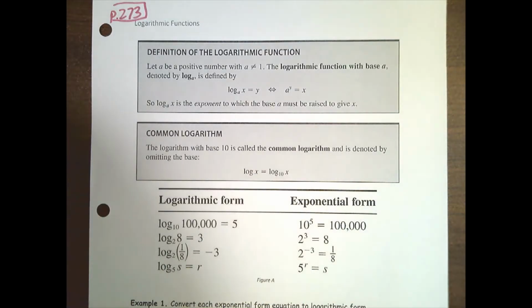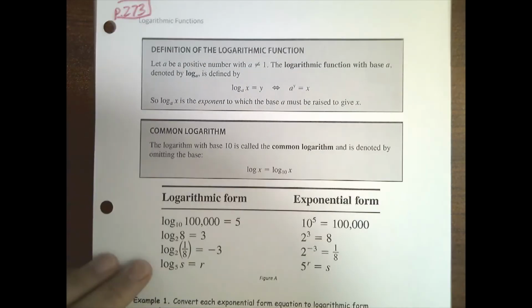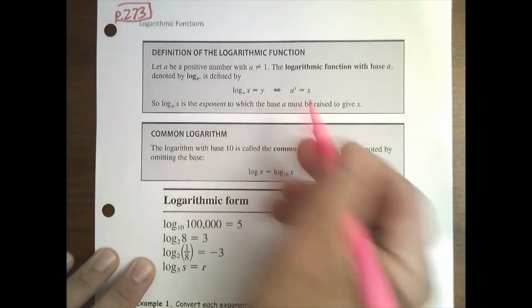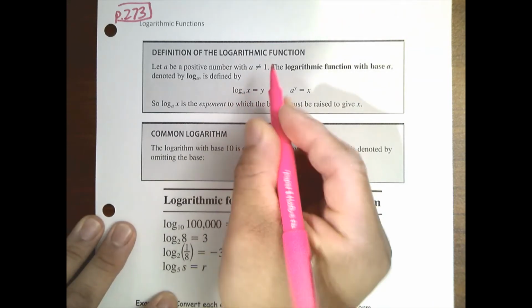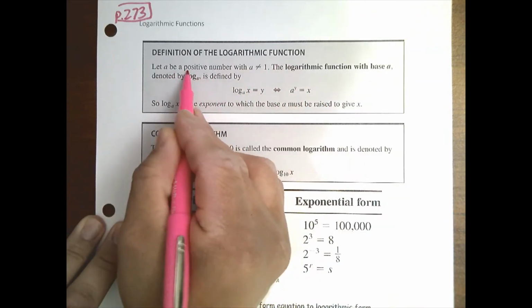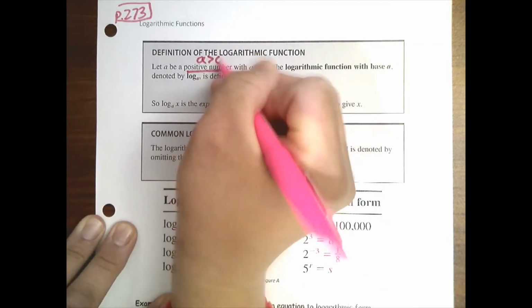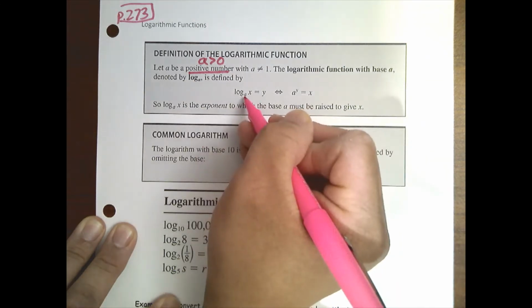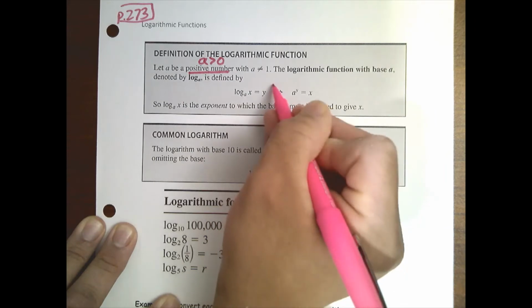Alright, so in this section we're going to talk about logarithmic functions. The one thing that you really need to remember is that logarithms are actually just the inverse of exponentials. In other words, if we let a be a positive number, so a is greater than 0 with a not equal to 1, then the logarithmic function with base a, denoted by log base a, is defined by log base a of x equals y, and this is an if.